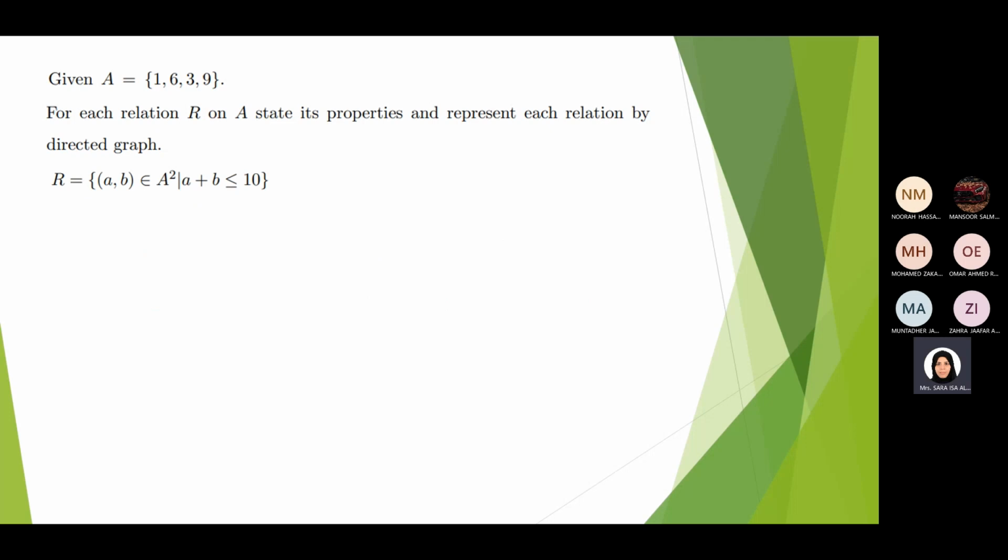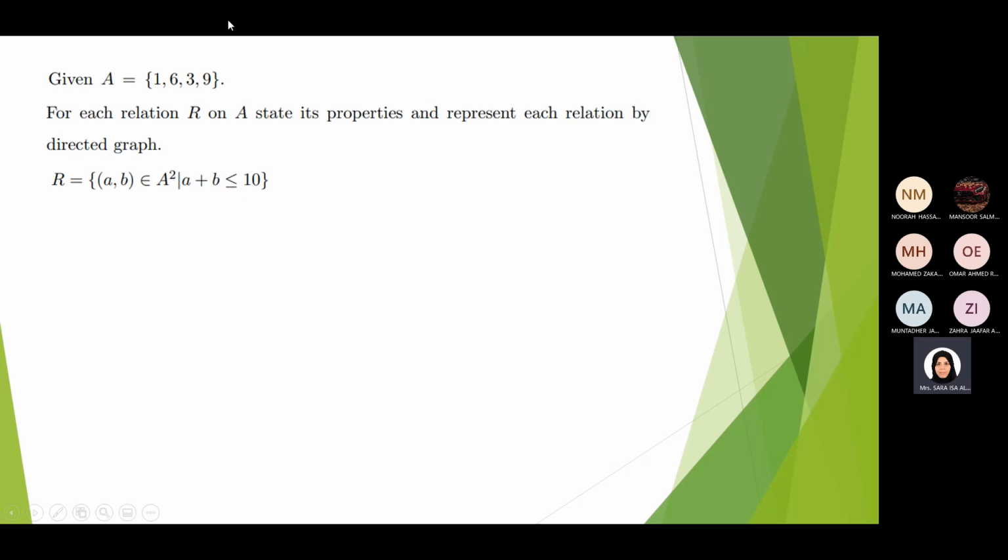The last problem in this exercise: we have the relation in a general form, not as listed pairs. So we have to understand the definition of that relation. It says it will contain the pairs a and b belonging to A squared, meaning A cross A, so the domain and the codomain are both the same set A, such that a plus b, the summation of both elements, is less than or equal to 10.